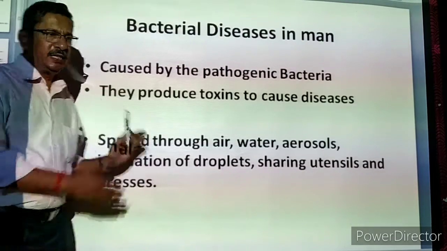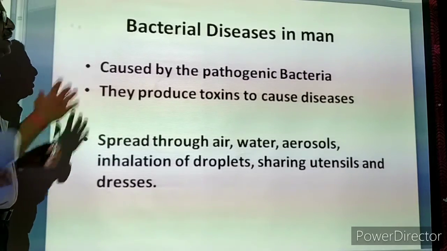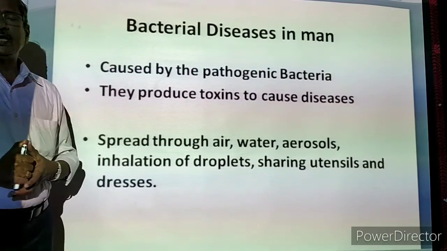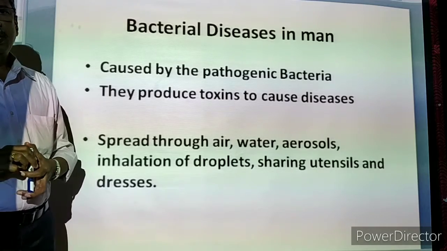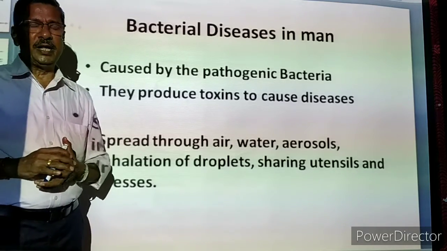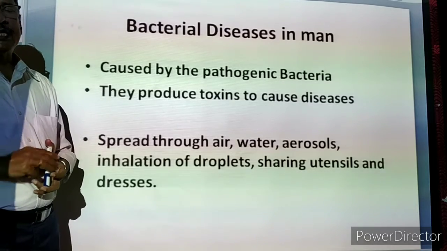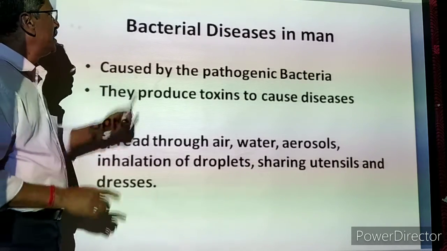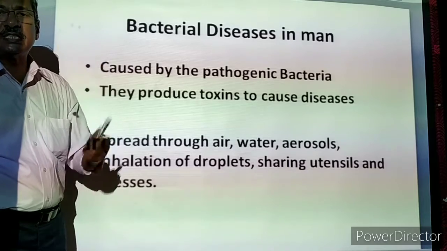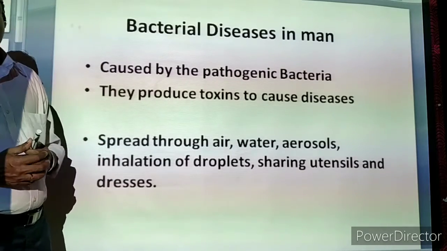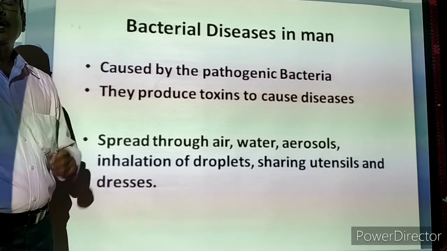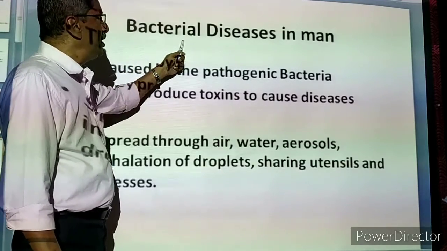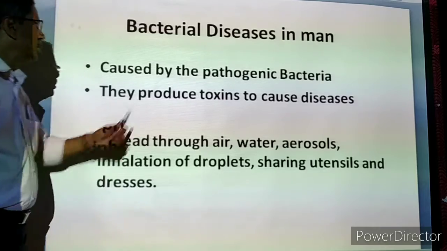Now, bacterial diseases, which we have studied in the classification. First one, bacterial diseases. So we are going to see about bacterial diseases in man. See, bacteria are unicellular microscopic organisms. But so many bacteria are useful: fermentation bacteria, nitrogen cycle bacteria, that is nitrogen fixing bacteria, denitrifying bacteria. They are good and useful for society. But there are certain bacteria which cause diseases in human beings, in animals, and in plants. So they are called parasitic and pathogenic bacteria. Such parasitic pathogenic bacteria are causing certain diseases.